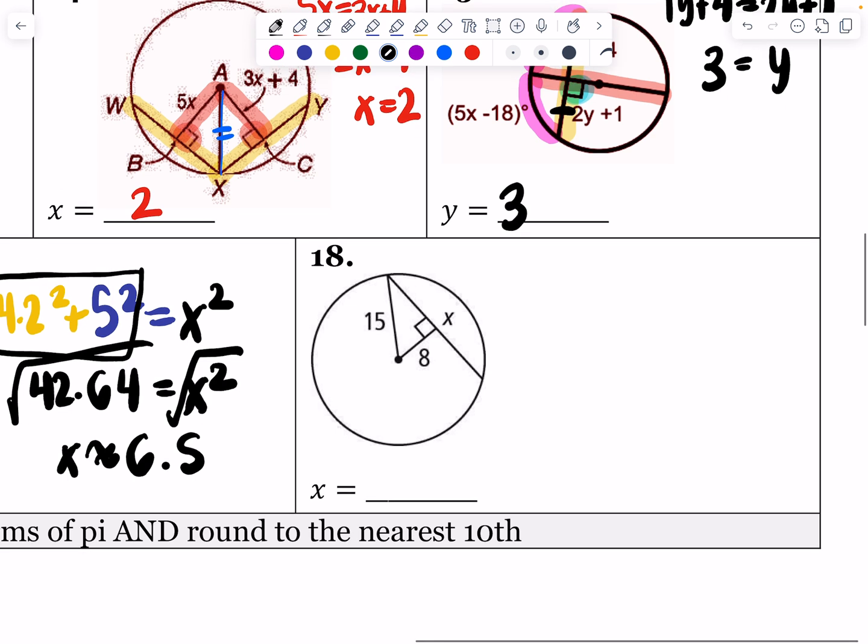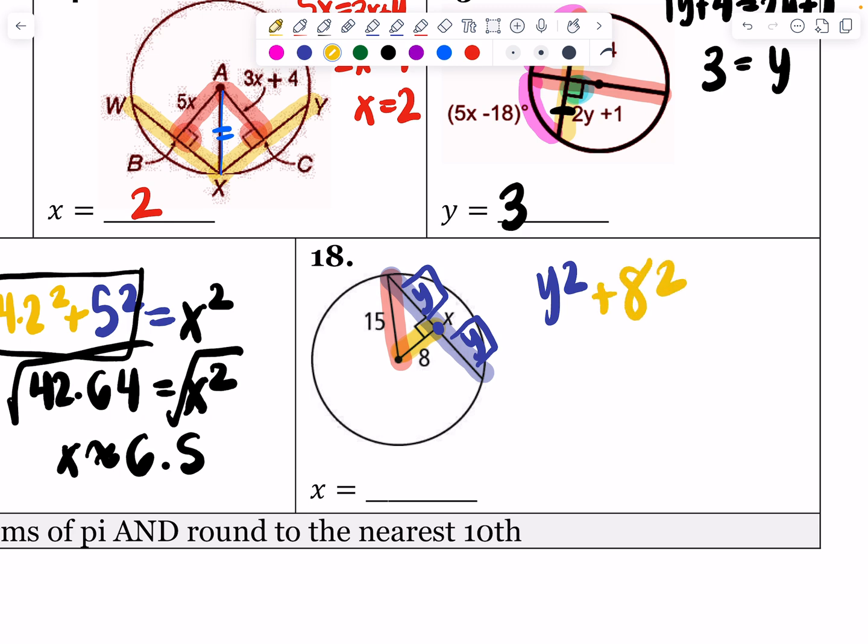All right, number 18. We have our chord that is getting bisected by this little piece of the 8, and we already have our radius there, 15. The only thing is that when I use the Pythagorean theorem on this, it is only going to give me half of the answer. So I'm going to have to double it, because we know that chord gets cut in half. I'm going to say y squared plus 8 squared equals 15 squared.